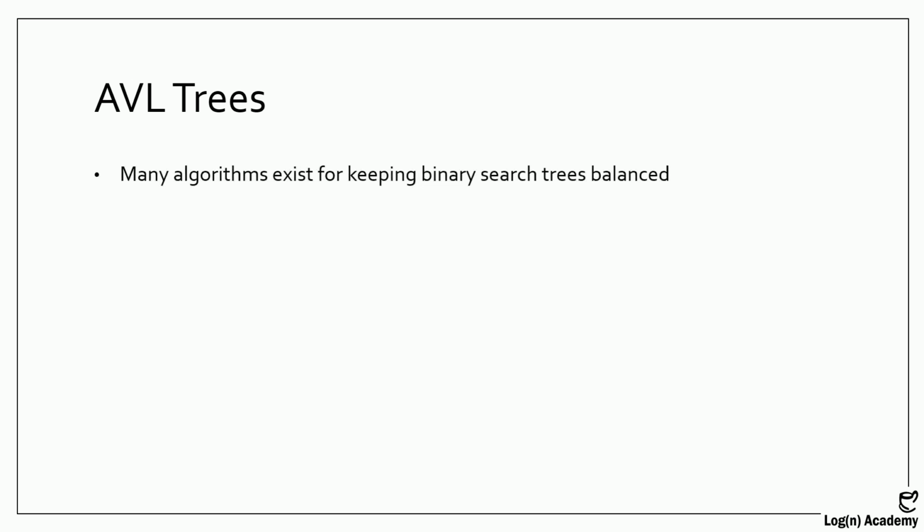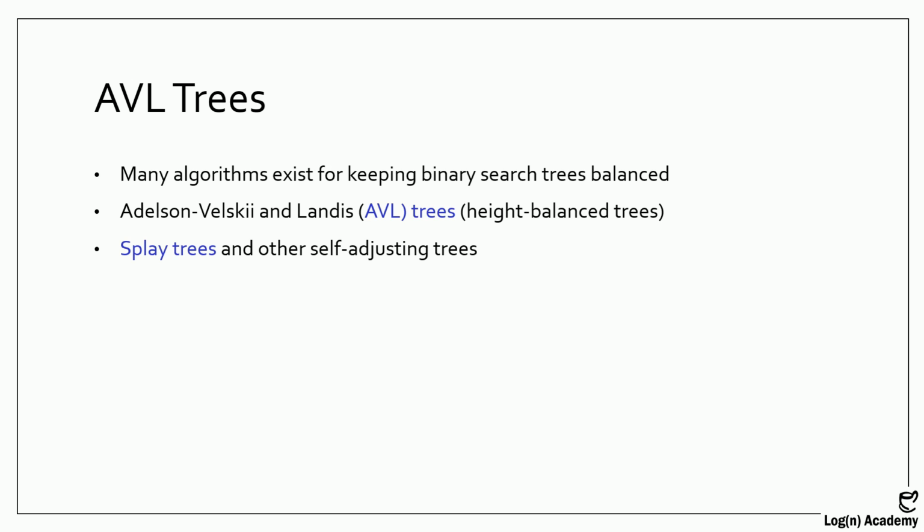So let's quickly recap AVL trees. Many algorithms exist for keeping binary search trees balanced. Adelson-Velsky and Landis are the inventors of AVL trees, which are also called height balanced trees. Splay trees and other self-adjusting trees also exist. We also have red-black trees. We will discuss them in our next lectures. We also have B trees.